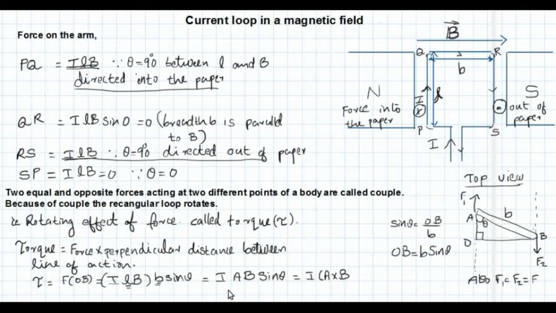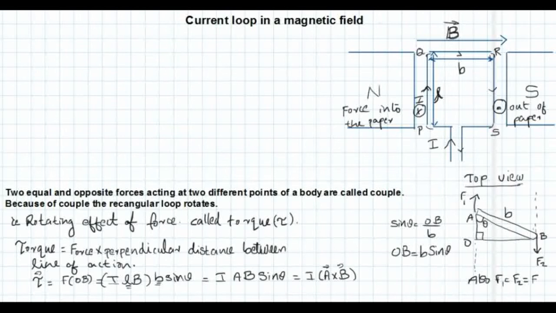Therefore I A B sin theta, which is of the form A B sin theta, or this can be written as what? A cross B. So torque tau is equal to I into A cross B.